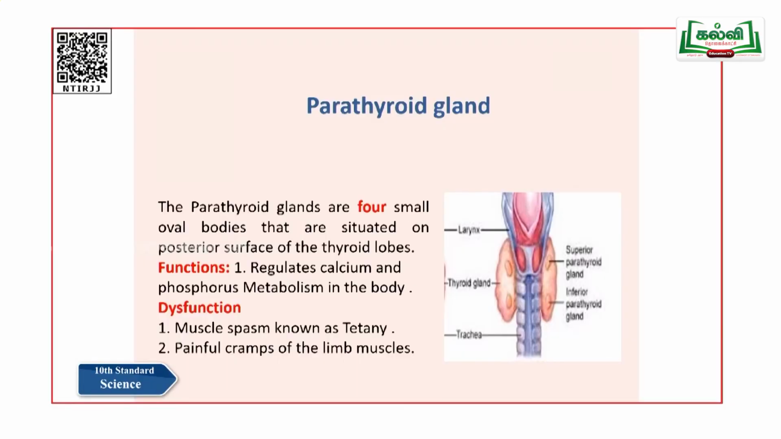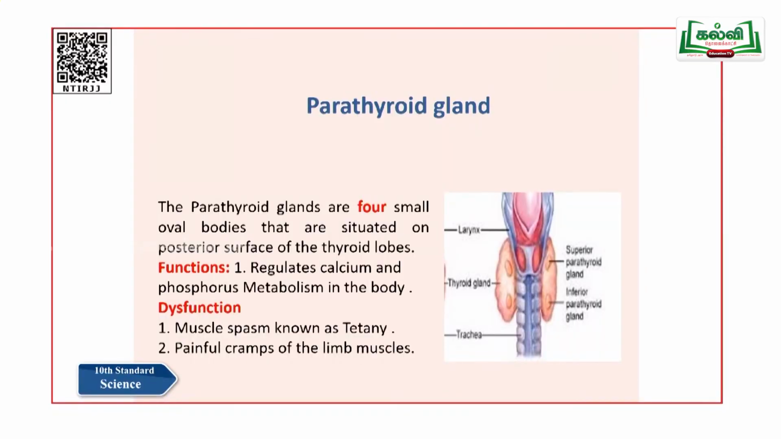Dysfunction of the parathyroid leads to changes in the human body, and muscle spasm is known as tetany. What is tetany or muscle spasm? The contraction of the muscles becomes looser. If your contraction becomes looser, the people may get the disease named tetany. And the next one is painful cramps of the limb muscles. What are painful cramps of the limb muscles? Also due to the parathyroid glands.